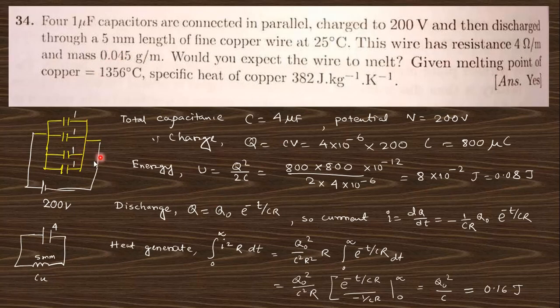Because when these are disconnected and connected with this copper, this resistance gives you the heat production, which will actually help to melt this material. I think clear for these things. If there is any doubt, you must comment in the comment box.